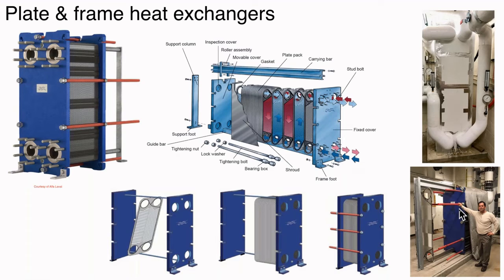The upper right just shows a heat exchanger that has insulation added to it. A large plate and frame like this would have a lot of surface area. Obviously, that would throw a lot of heat into a mechanical room if it's operated at high temperatures. So there are different packages available for insulating these heat exchangers.